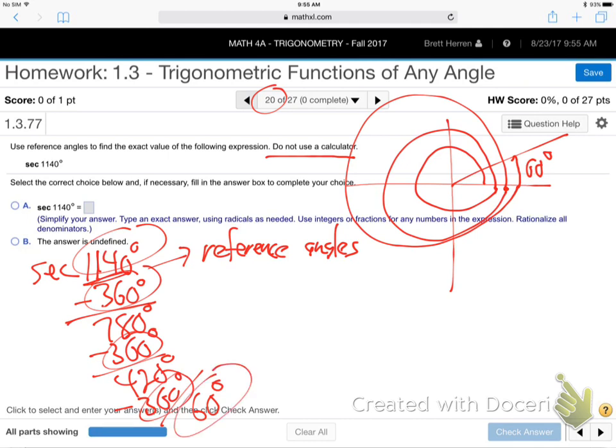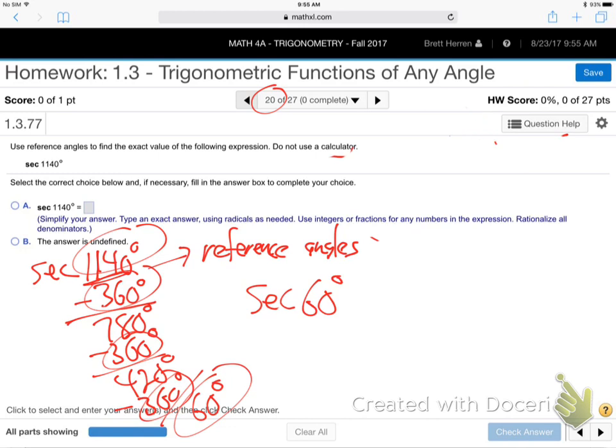They're just trying to be fancy. It's just 60 degrees. They're asking me for the secant of 60 degrees. That's really what they want. Okay, so how do I find the secant of 60 degrees? Well, we've got to make a little triangle there. Remember, draw the little reference triangle. So let me clean up this picture and draw a nice little triangle.